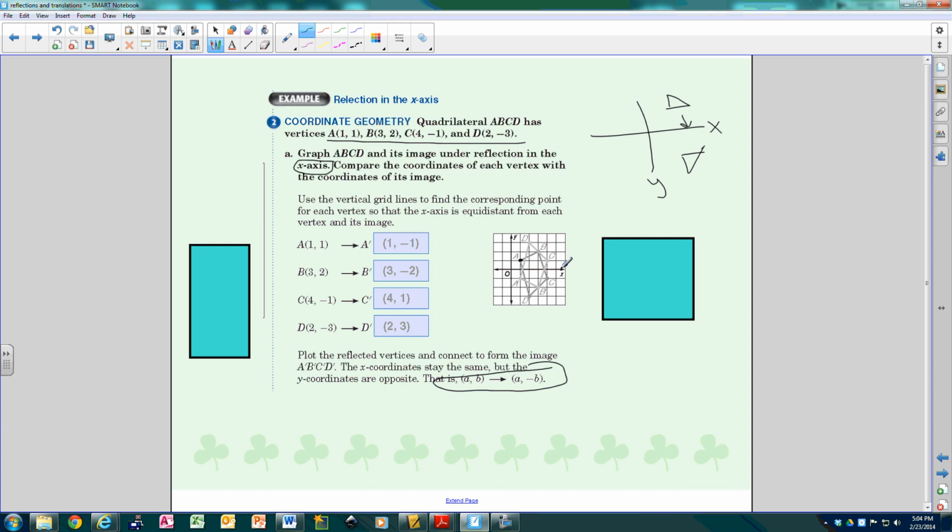And the new one was 1, -1, 1, -1. So here's your new A. So this would be your A prime. And then you do that with each one of your points, and then you have your new image. A lot easier on a grid, isn't it?